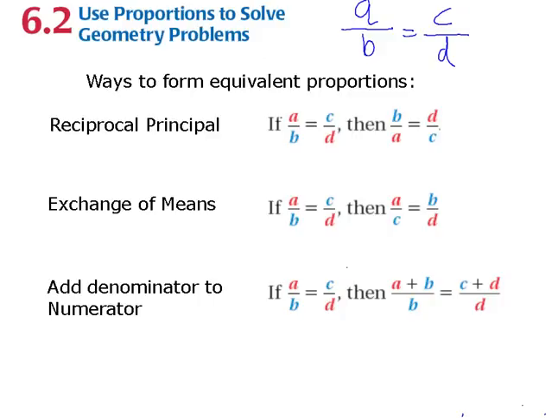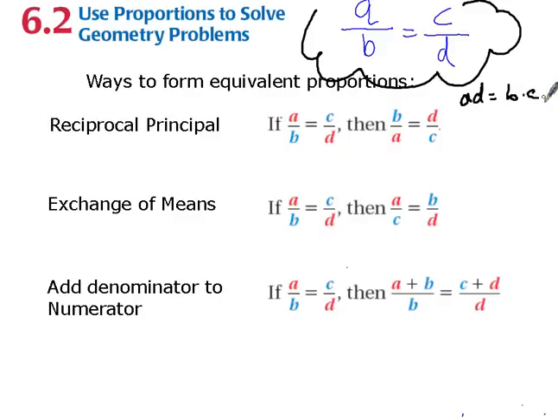Hello, this is 6.2, Proportions to Solve Geometry Problems. In 6.1, you will notice that we looked at this stuff up here. We had a proportion, and we can cross multiply, and we get A times D is equal to B times C. That's what we did on Monday.